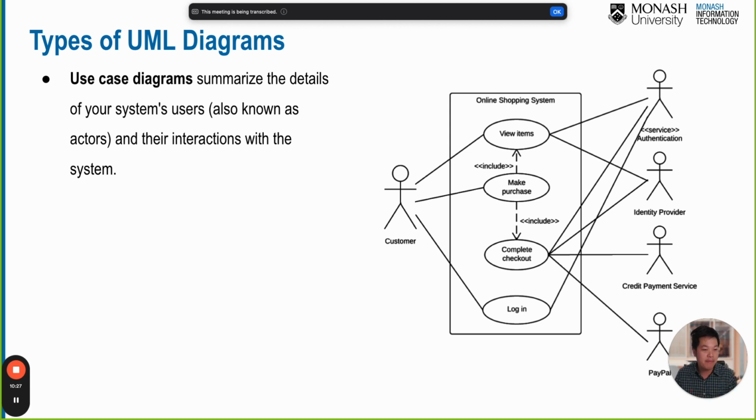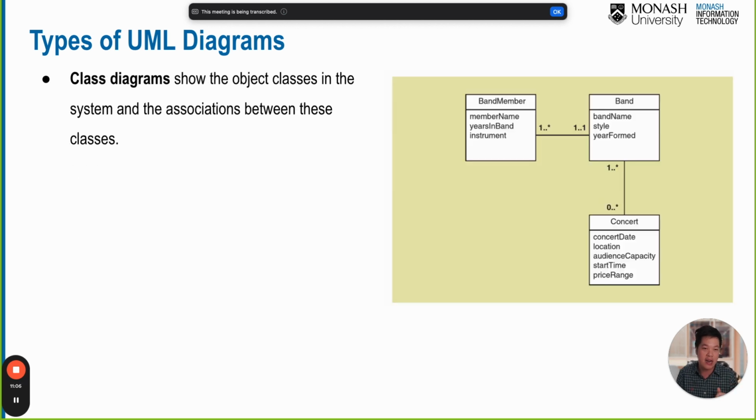Like in this example, the figure on the right hand side here, you have the boundary, which is what we call the online shopping system. This is the boundary. You have an actor, which is the customer here, on the left hand side, and then you have the circles that describe the use cases. The customer can view the items, make the purchase, do the login, and whatever exists on the right hand side will be the third party actors, external actors. We will talk about that later. Yep, that's a use case diagram.